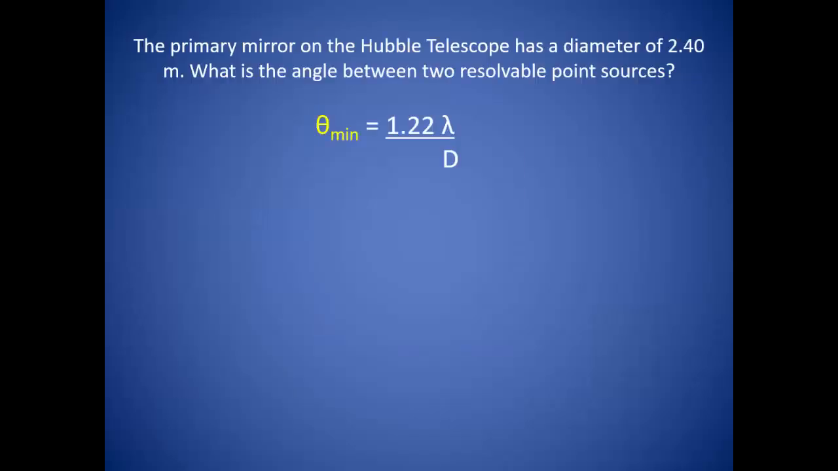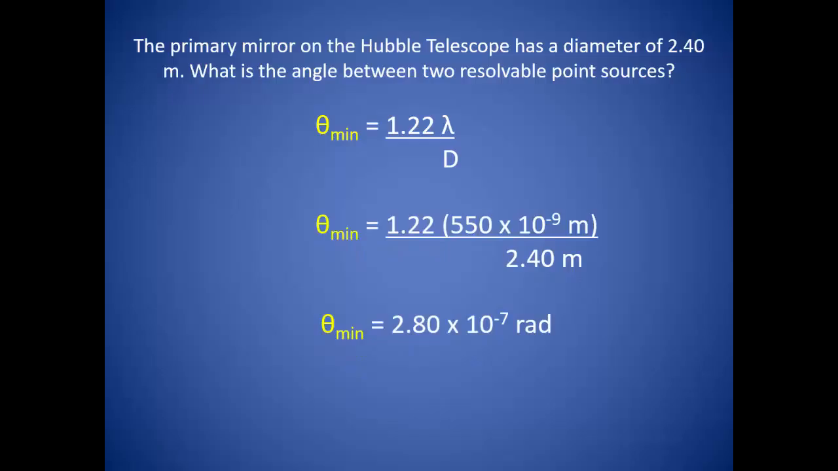The Hubble telescope is always a fun thing to talk about. So if the primary mirror on the Hubble telescope has a diameter of 2.4 meters, what is the angle between two resolvable point sources? Since we are concerned with a mirror, we can assume we are talking about visible light, which on average has a wavelength of 550 nanometers. Pretty straightforward in that we plug in those values and find that the Hubble has a resolution of 2.8 times 10 to the negative 7th radians.